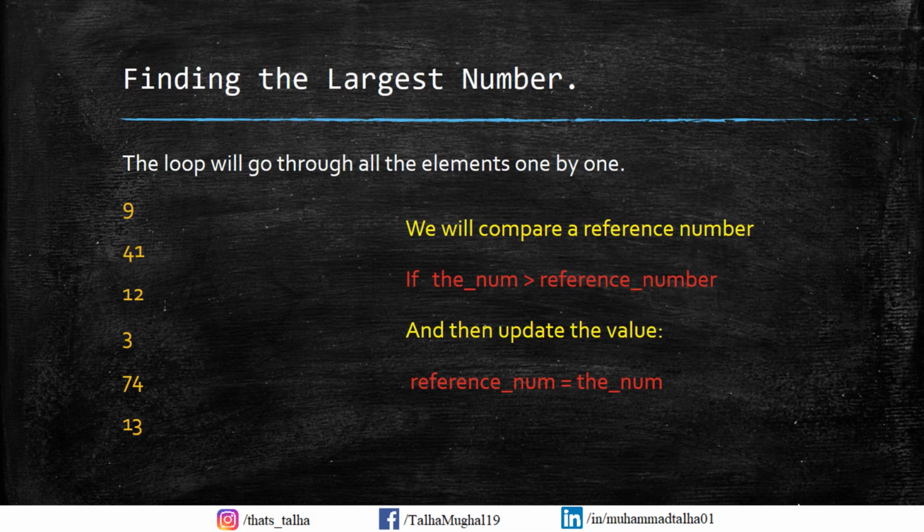We will define a reference number, and we will say that our first element is the reference number. If the new coming number is larger than the reference number, then the value of reference number will be updated, and the process will be repeated again and again until the very last element of the set of data. In this way, we can find out which one is the largest number present inside the array of numbers.